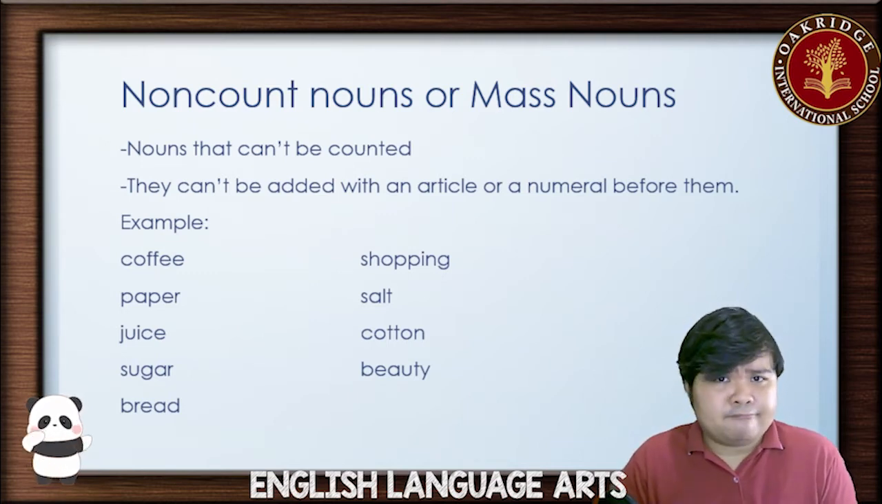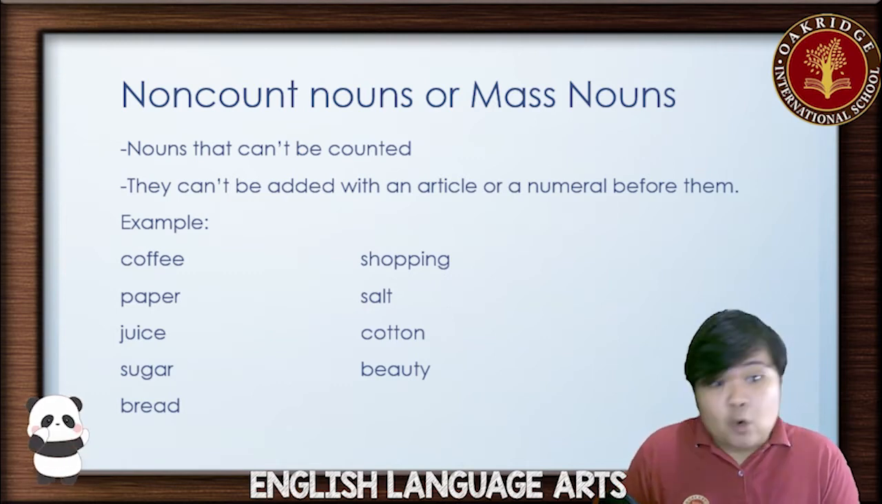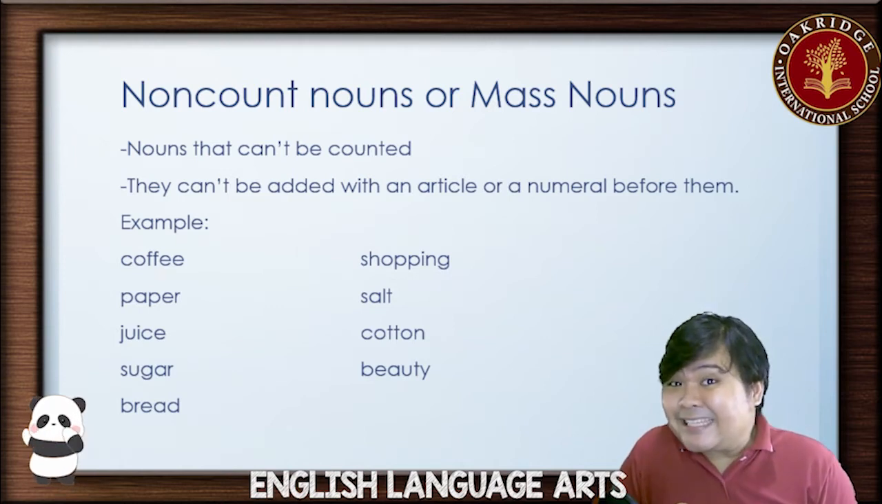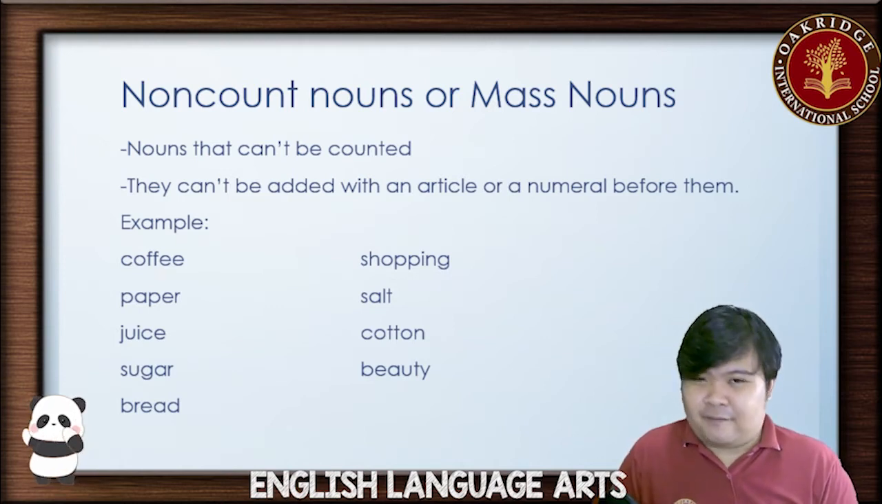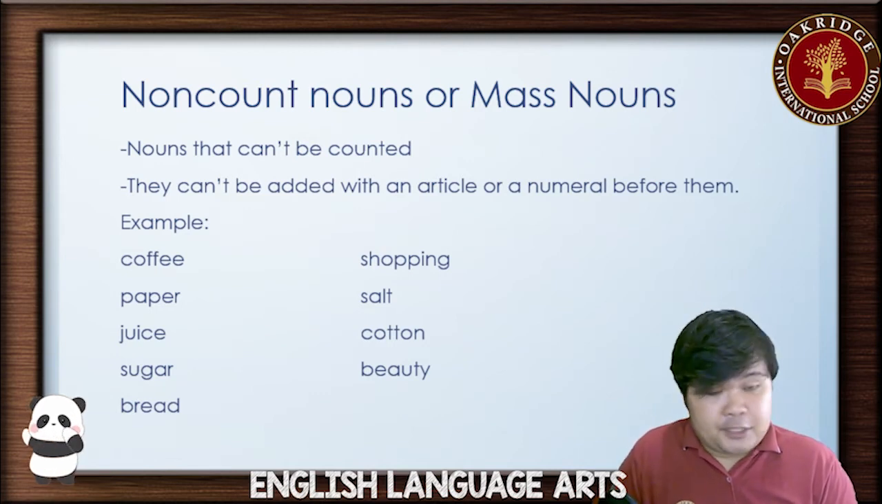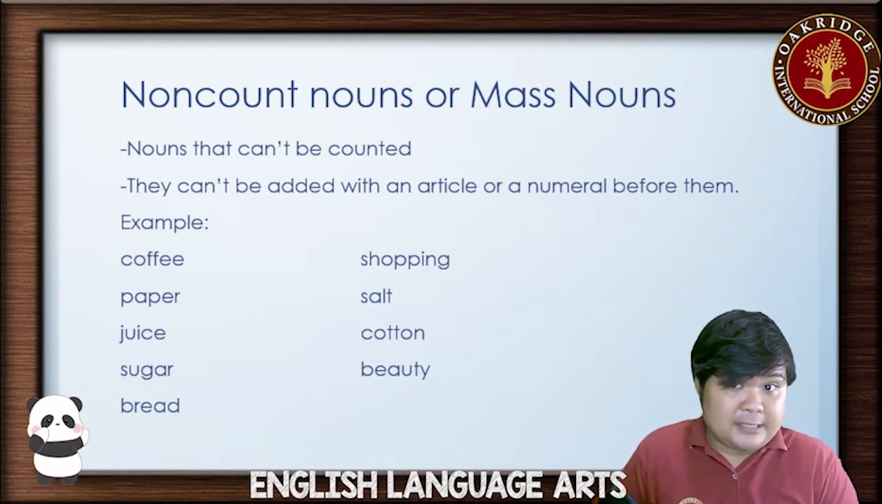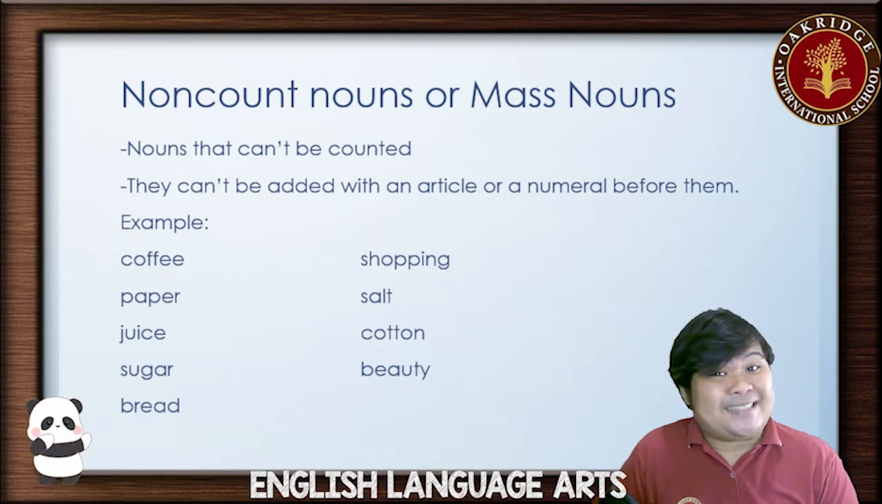How about bread? Can you count bread? Sure, we can. I mean, I had like a lot of slices of bread. Oh, you can have different slices or loaves of bread. Yes. But you can't count bread itself, the general term for bread. Yes. Same with shopping, salt, cotton, beauty. You can't count these. These are mass nouns.